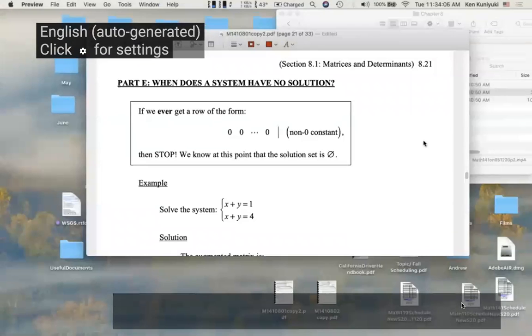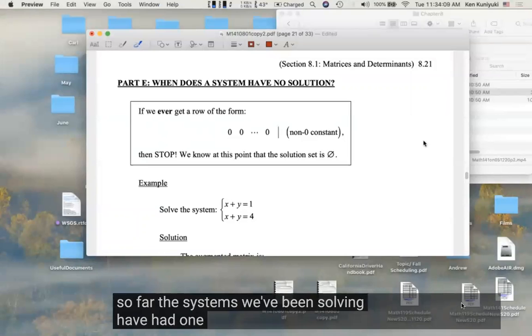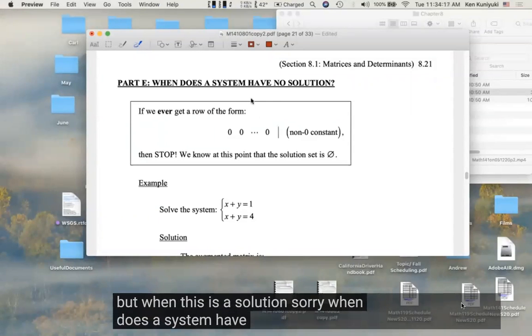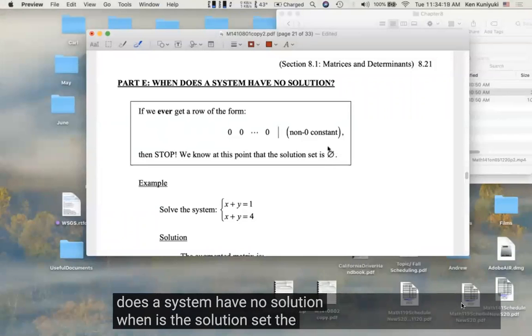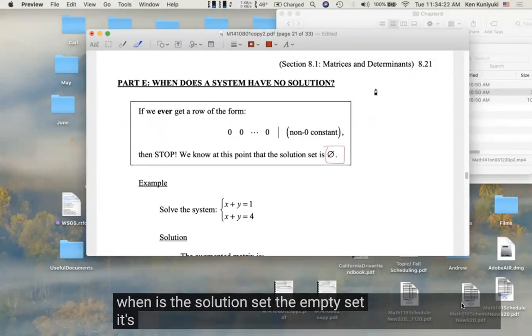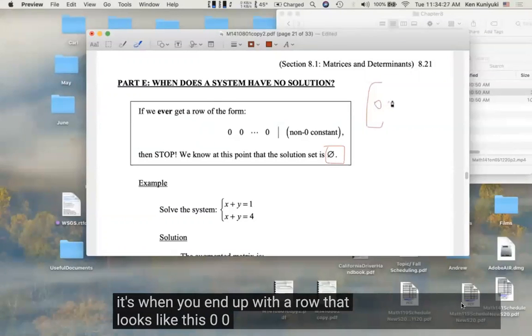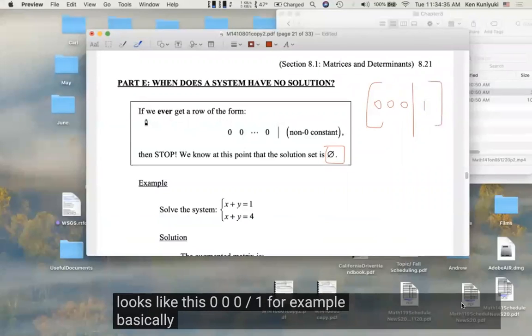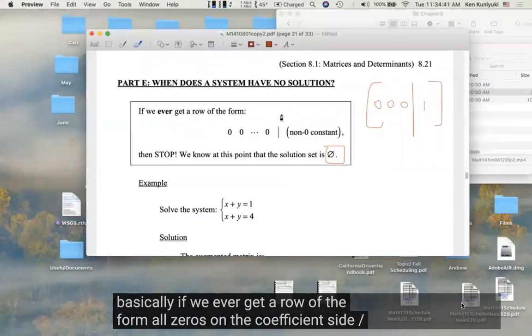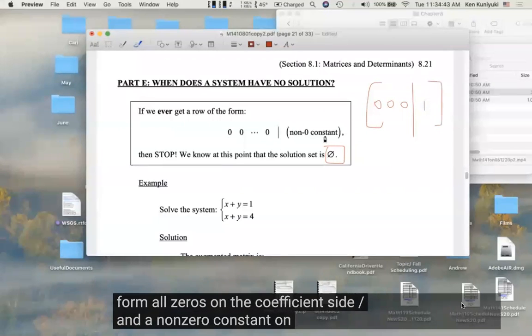Hi, everyone. So far, the systems we've been solving have had one unique solution, expressed as an ordered pair or an ordered triple. But when does a system have no solution? When is the solution set the empty set? It's when you end up with a row that looks like this: 0, 0, 0, slash 1, for example. Basically, if we ever get a row of the form all zeros on the coefficient side and a non-zero constant on the right side.